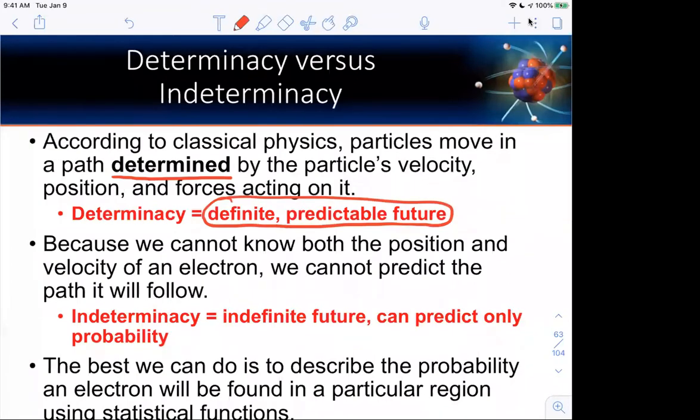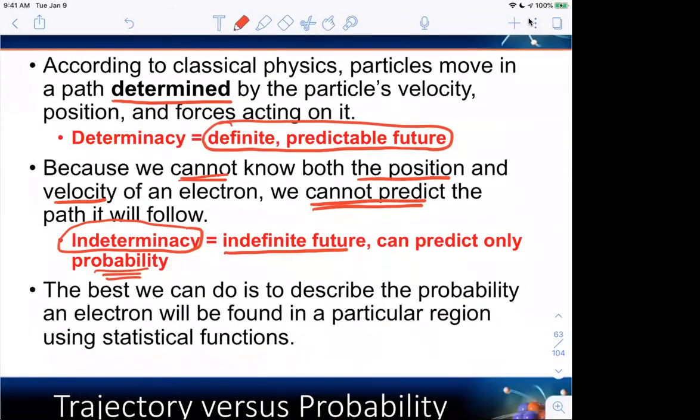However, when I go into that world of the very small, I cannot know both the position and the velocity of an electron at the same time. So I cannot predict the path it will follow. So this is called indeterminacy. I have an indefinite future. I can only predict the probability that something is going to happen. So the best I can do is to describe the probability that an electron is going to be found in a particular region, and I'm going to do this using statistical functions.